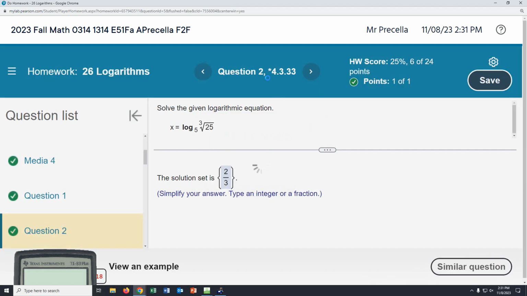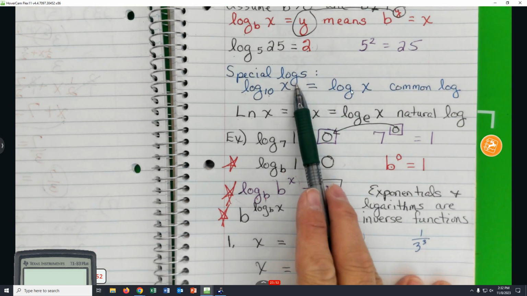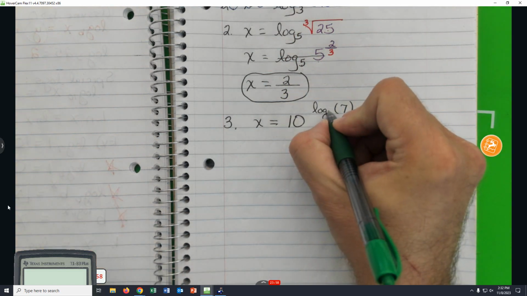So we're solving logarithmic equations. Number 3. x equals 10 to the log. Look at that. I don't see a subscript on that log. If you see a log and there's no subscript, what do you assume the subscript is? 10. If there's no subscript, you assume it has a subscript of 10. So I'm going to put a little 10 there.